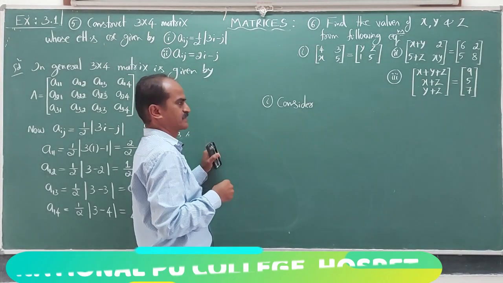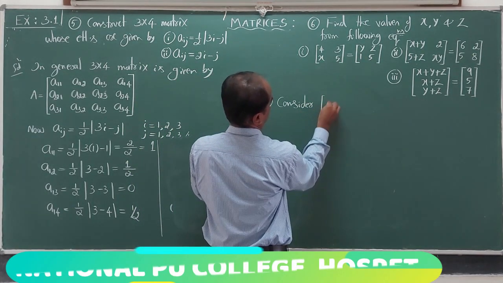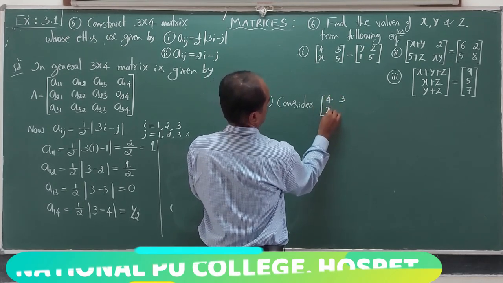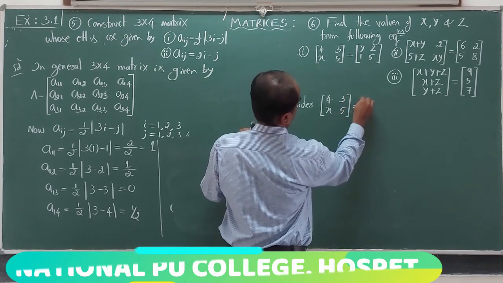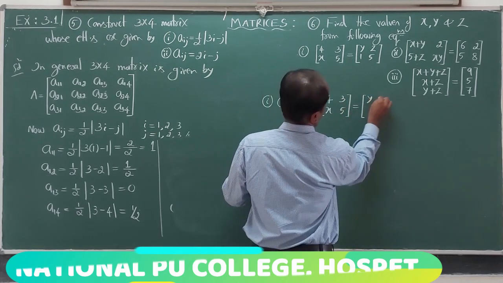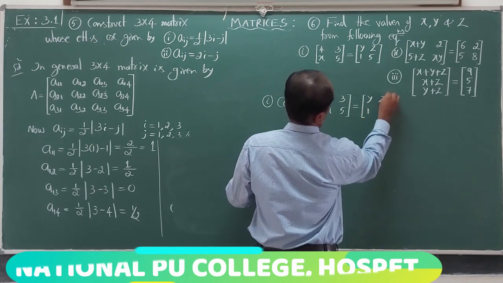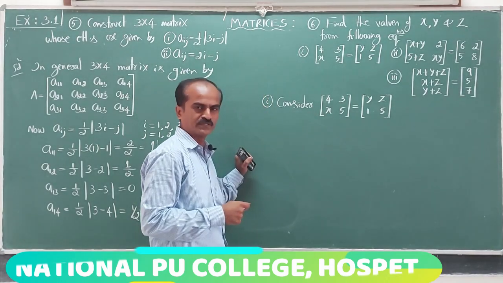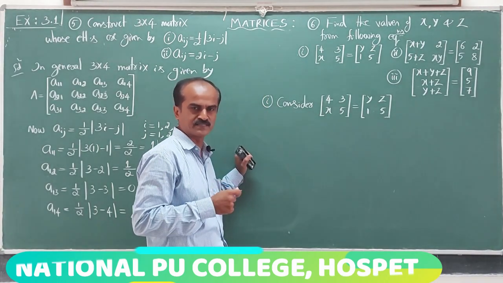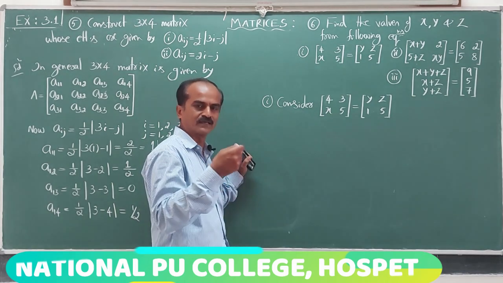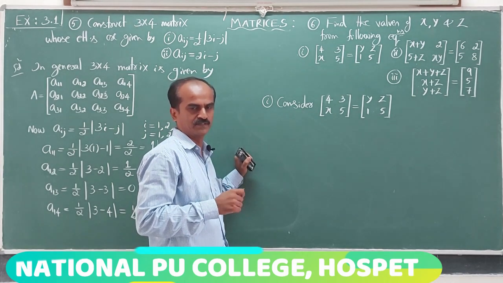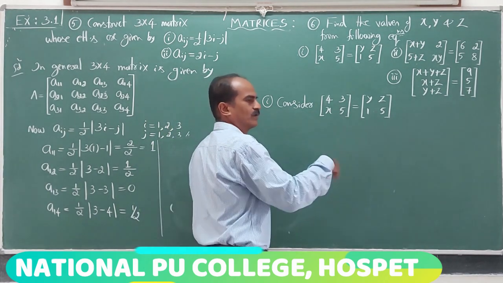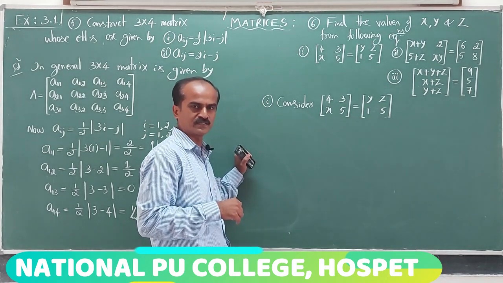Consider the first equation, a 2 by 2 matrix whose elements are 4, 3, x, 5. Second matrix, first row y, z, second row 1, 5. We already discussed the equality of matrices. When to say that two matrices are equal? Order and their corresponding elements must be equal. Here it is not a question of checking whether they are equal or not. They are already given. If these two are equal, then they are asking for the values of x, y, z.